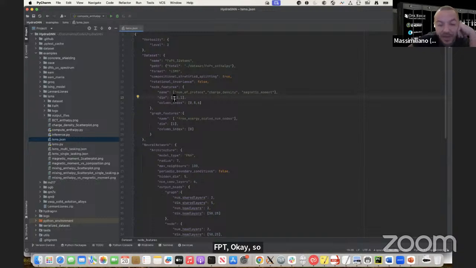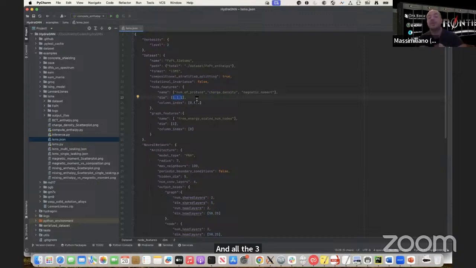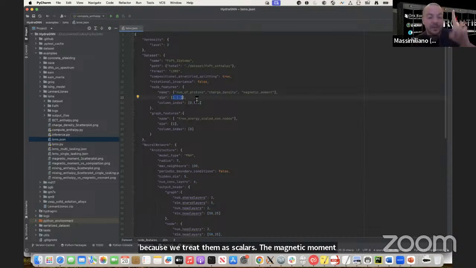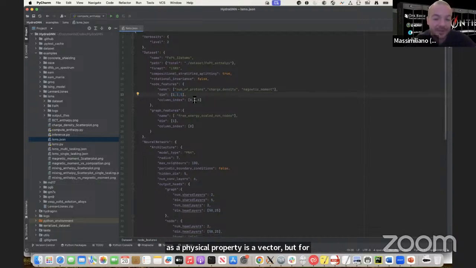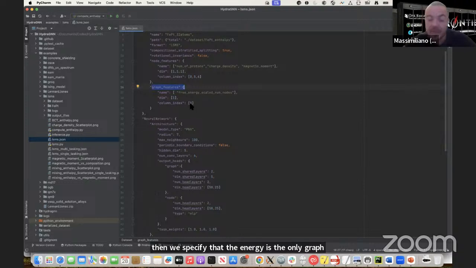So here in the JSON file, I'm saying that the first column of data.x is the number of protons of the atom, essentially the atomic number. Then the column with index number 5 is the charge density, and the column with index number 6 is the magnetic moment. And all the three properties have dimension equal to 1 because we treat them as scalars. The magnetic moment as a physical property is a vector, but for ferromagnetic materials, all the vectors are pointing to the same direction. So we can treat the vector as a scalar with no harm. And then we specify that the energy is the only graph feature that we're interested in, and you can access the energy using the index 0 of data.y.